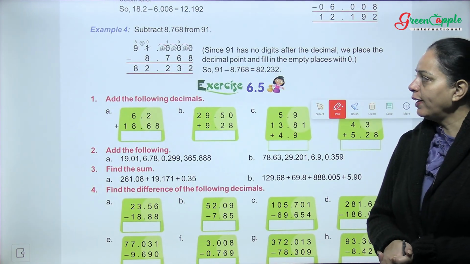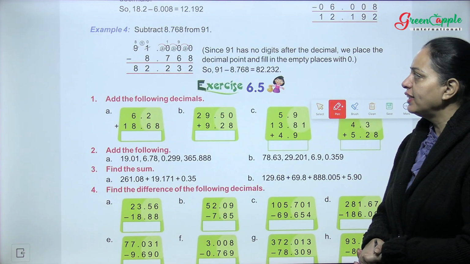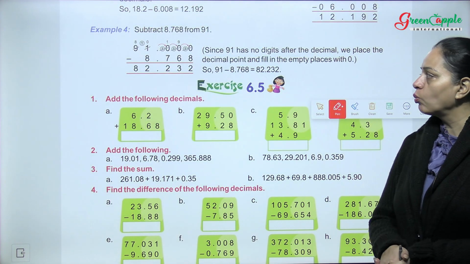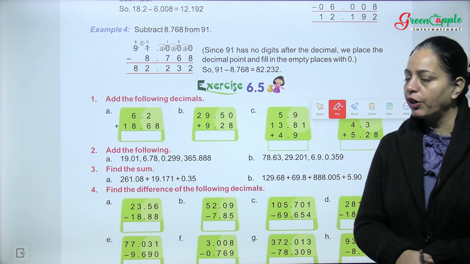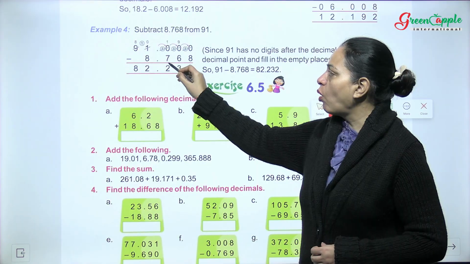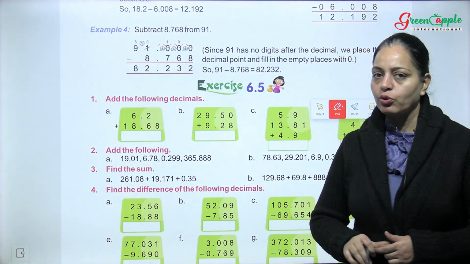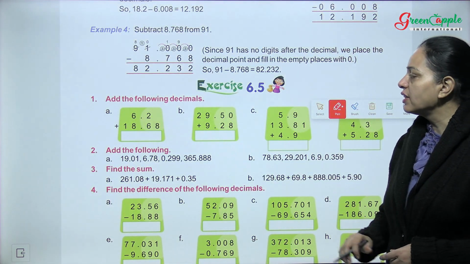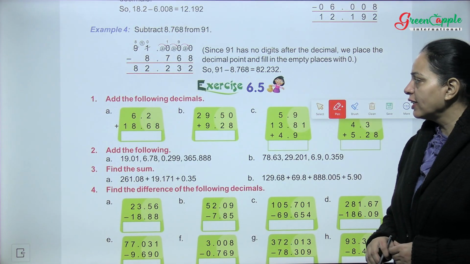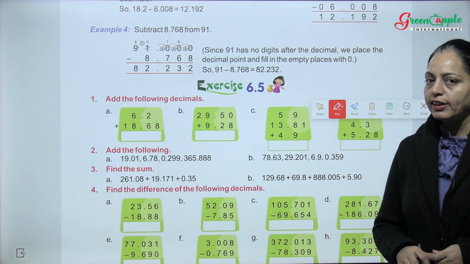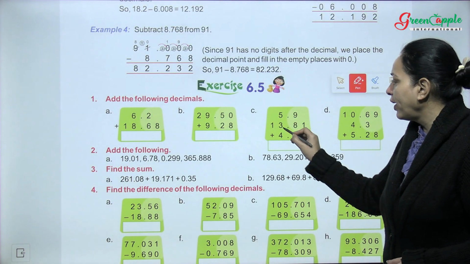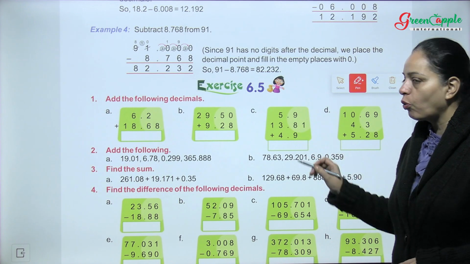Example 4, subtract 8.768 from 91. So here 91, it has no decimal part. So what will you write? You will write 91.000 minus 8.768. So now subtract it. So answer is 82.232. Now here exercise 6.5, question number 1, add the following decimals like here C part 5.9, 13.8, 14.9.